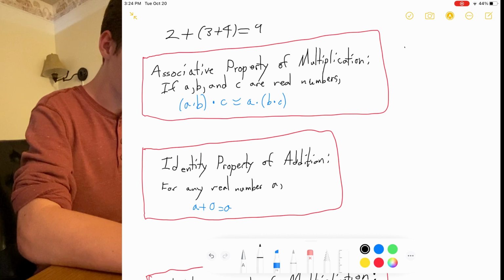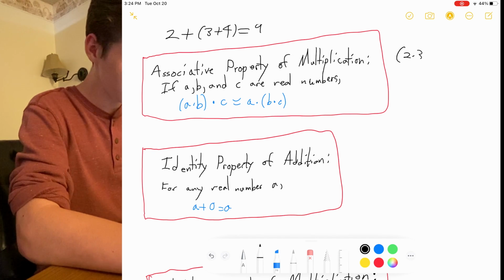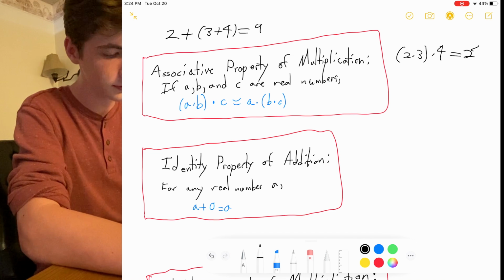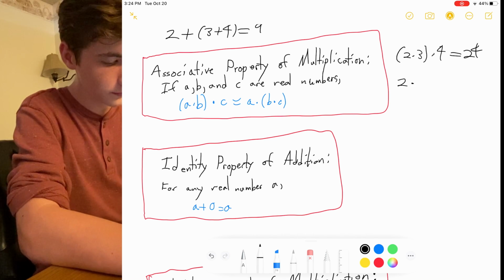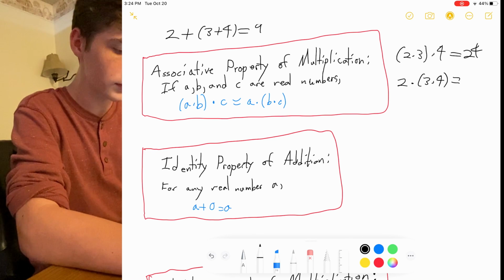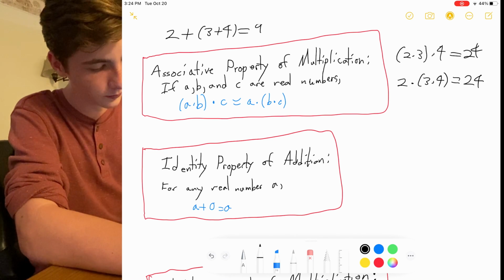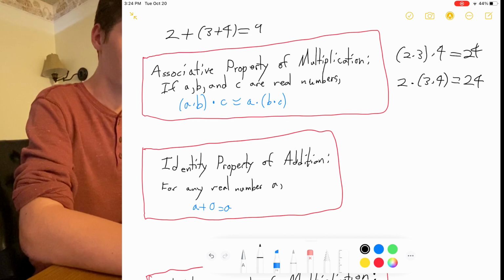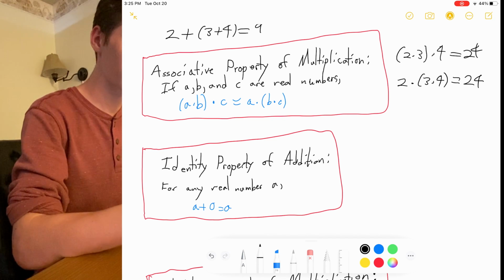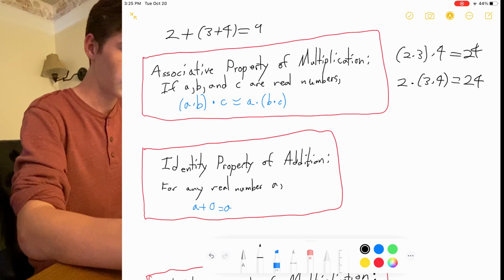So if I have over here 2 times 3 times 4, 2 times 3 is 6, 6 times 4 is 24. If I have 2 times 3 times 4, 3 times 4 is 12, 2 times 12 is 24. It's always going to work out that way with multiplication. With division, the order and the grouping does matter, right?